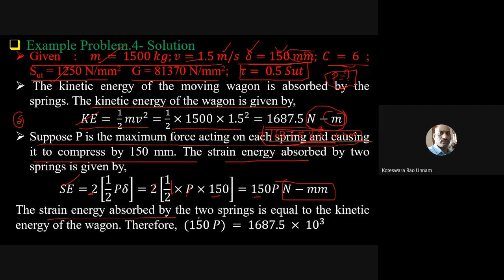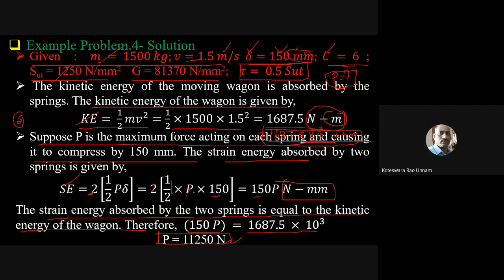The strain energy absorbed by the two springs is equal to the kinetic energy of the wagon. Therefore 150 P is equal to 1687.5 into 10 cube. If you simplify this, we get P is equal to 11,250 newtons. So now we have P and delta, and of course we have C also.